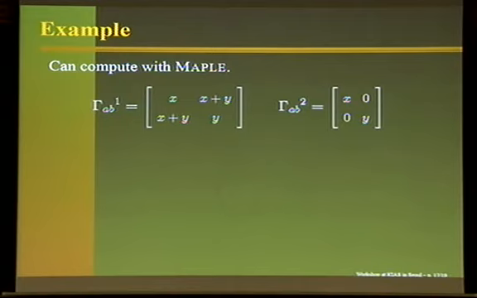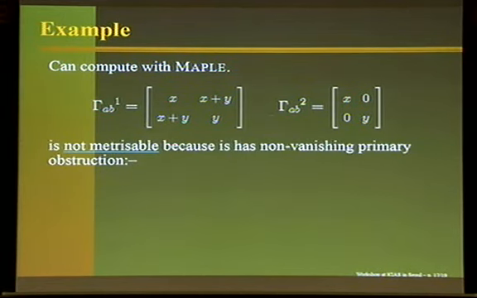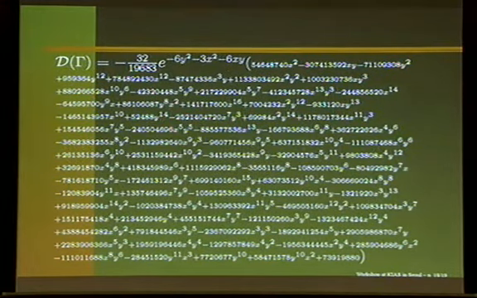And Liouville, if he had Maple, would no doubt be able to do this. But this simple thing here gets quite complicated because I claim it's not metrizable because it has this non-vanishing primary obstruction. Okay, and so you can compute what it is, and it doesn't even fit on this slide. I had to go to a new slide. Okay, and there it is. Just for that simple example, that's what you get from this determinant. But you can see that it's not 0, so you're happy with that.